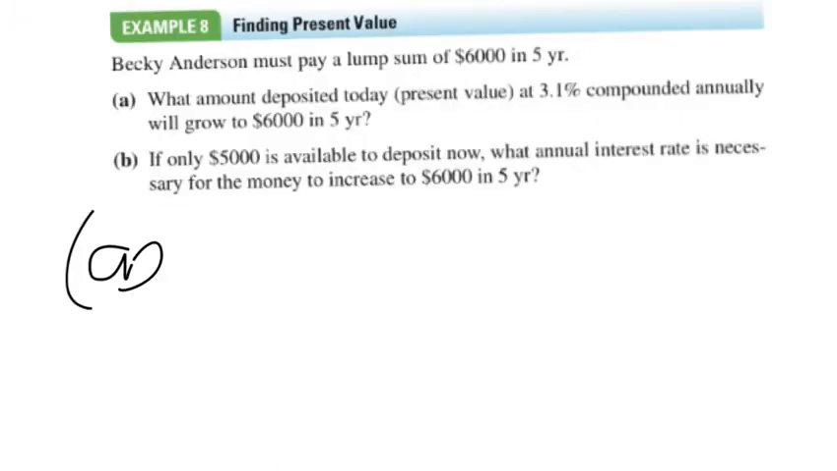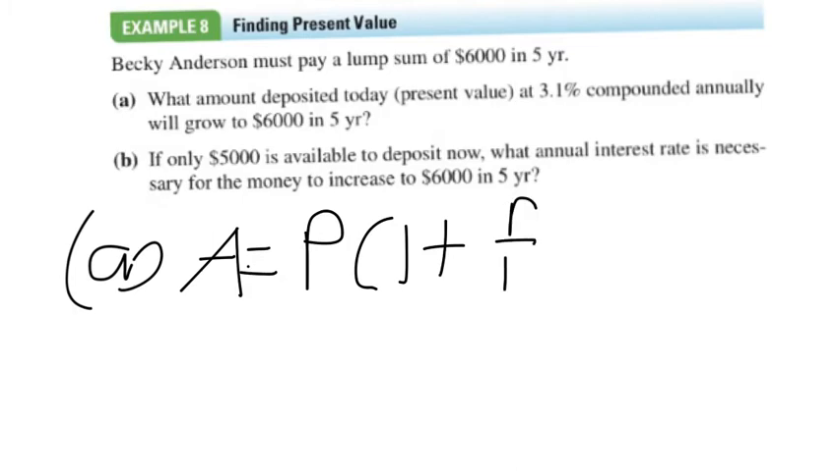Alright, for example 8, it says Becky Anderson must pay a lump sum of $6,000 in 5 years. What amount deposited today at 3.1% compounded annually will grow to $6,000 in 5 years? So, to figure that out, let's look at our formula: A = P(1 + r/n)^(nt).